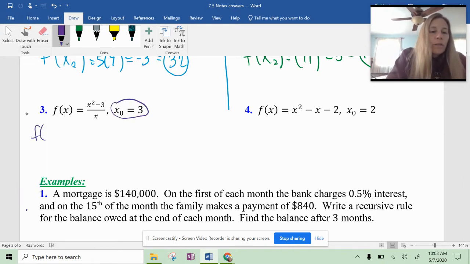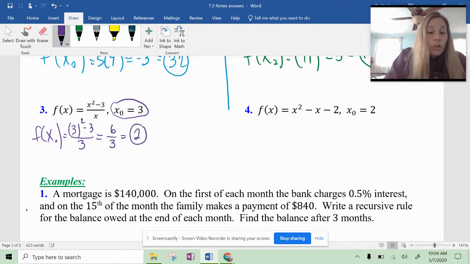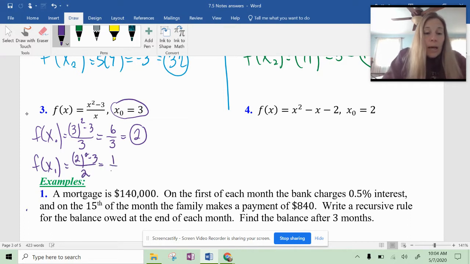So if I'm going to do my first iteration here, I'm going to plug in the 3. So it's going to be 3 squared minus 3 over 3. That's going to give me a 9 minus 3 on the top, which is 6. And 6 divided by 3 is 2. So that would be my first iterate. Now I'm going to do the next one. This time I'm plugging in a 2, so it's going to be 2 squared minus 3 in the numerator over 2. That's going to give me 4 minus 3 on the top, and I end up with 1/2. And then I'm going to do that one more time.